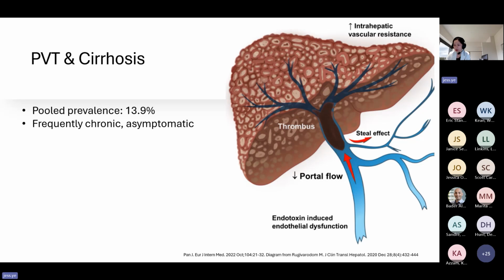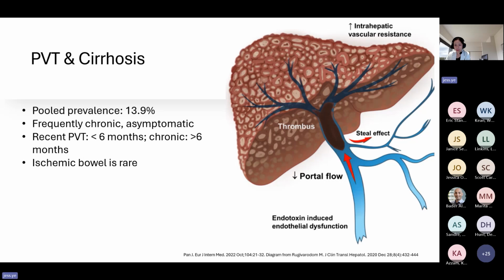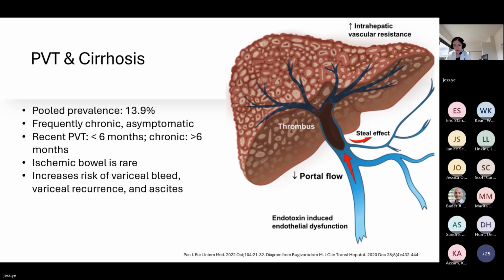The age of a thrombus can be hard to tell based on traditional imaging techniques, but the definition we agree upon is that recent portal vein thrombus is often considered those that occurred presumably less than 6 months ago. Chronic is if it's over 6 months ago. Fortunately, ischemic bowel is quite rare in portal vein thrombus in cirrhotic patients because of the presence of collaterals, usually. Chronic portal vein thrombus increases the risk of variceal bleed, variceal recurrence after treatment, and also ascites.